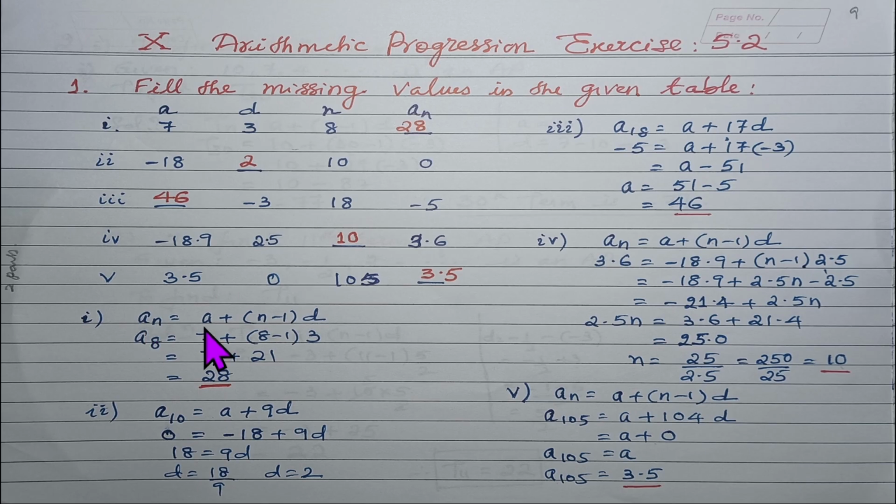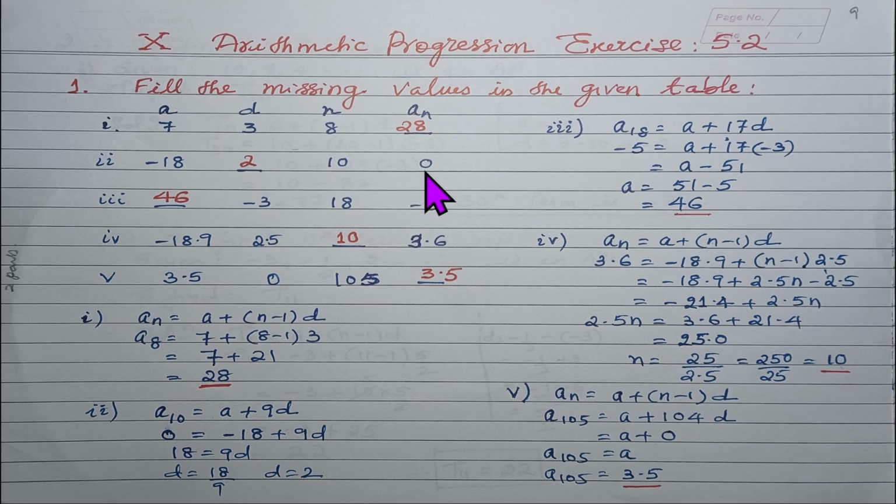In the first example, an is not given, so we have to find an, and we have the formula an is equal to a plus (n minus 1) into d, and n is 8. Therefore a8 is equal to 7 plus (8 minus 1) into 3, because d is already given. So 7 plus 21 is equal to 28. Therefore the value of tn or an is 28 in the first example. In the second example, we have to find d.